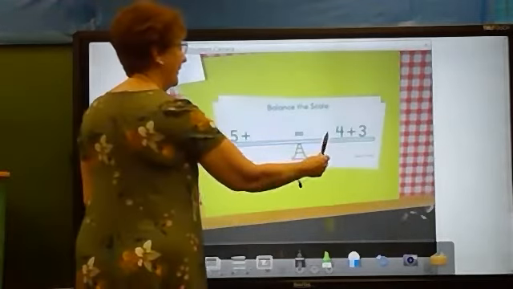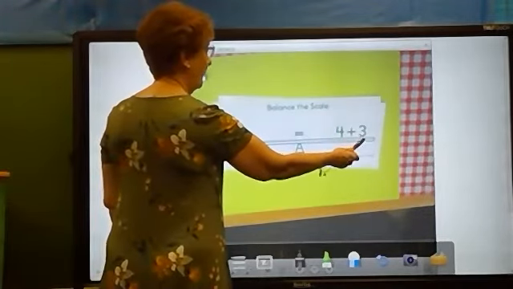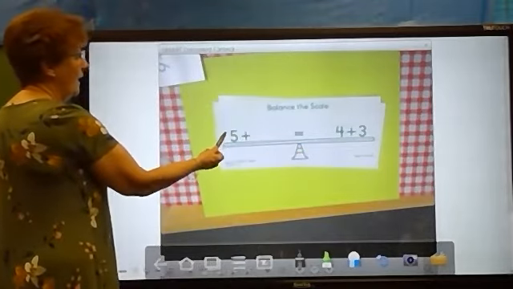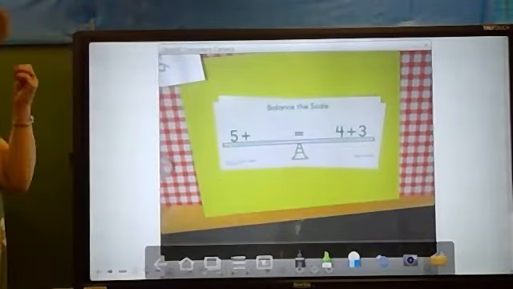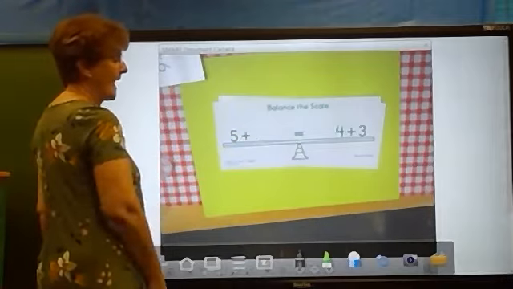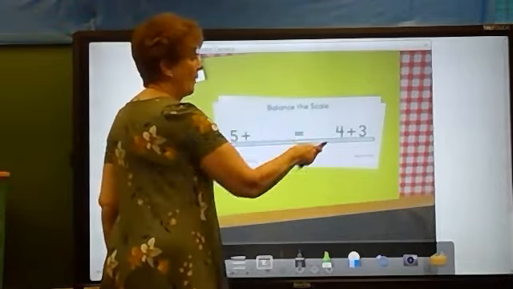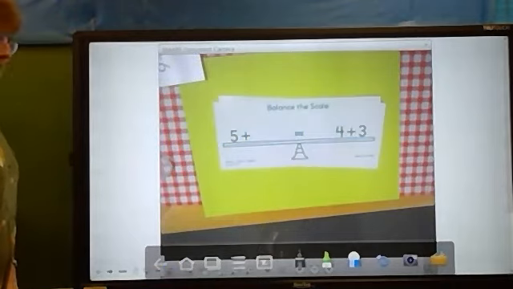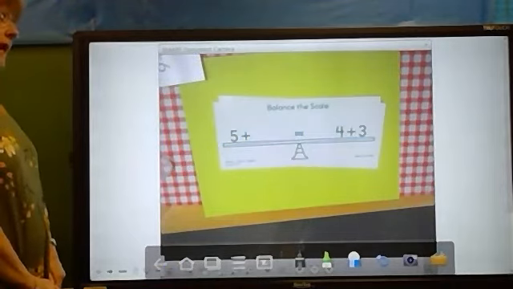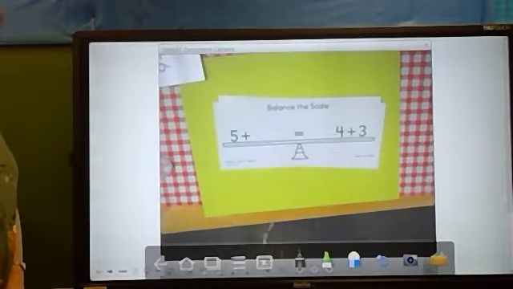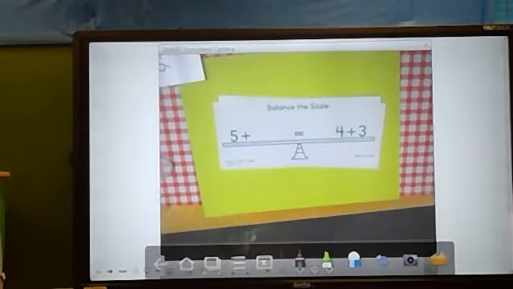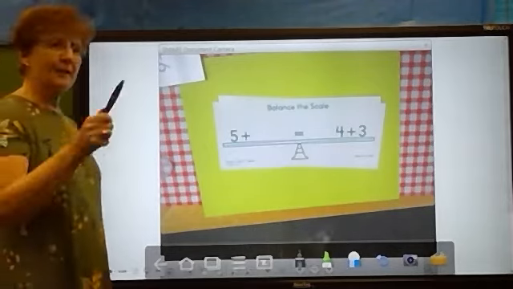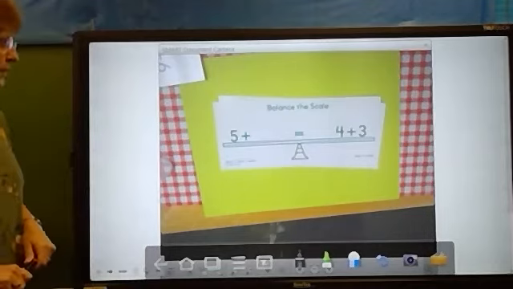On the right-hand side of the scale, it says 4 plus 3 is equal to 5 plus some number. Well, before I can figure out what the missing add-in is, I need to find out what the sum of 4 plus 3 is. Now, I know that 4 plus 2 is 6, so 4 plus 3 must be, you're right, 7.